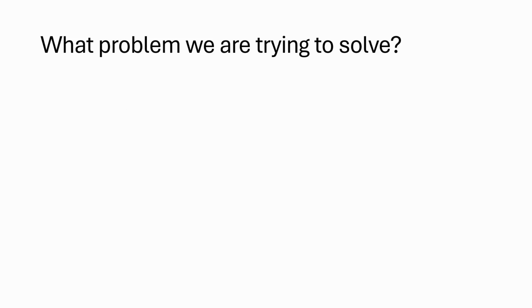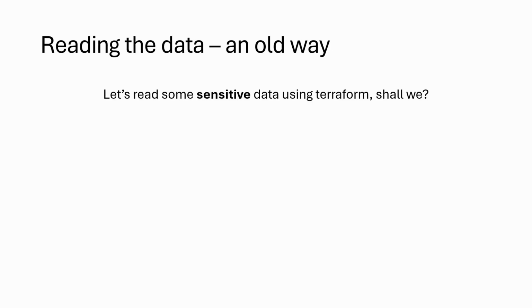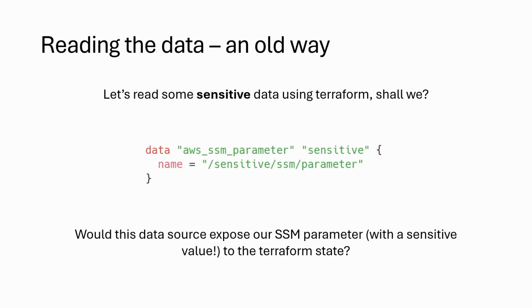First of all, let's see what problem we're trying to solve, and let's see it in action. Let's read some sensitive data using Terraform. For that purpose, we'll use an SSM parameter data source, which would reference an SSM parameter with a sensitive value. And the question is, would this data source expose our SSM parameter with a sensitive value to the Terraform state?